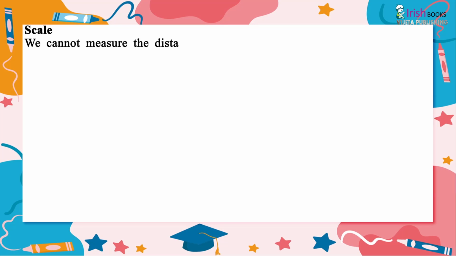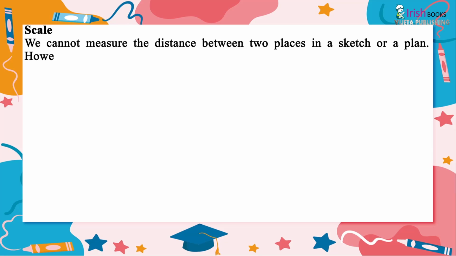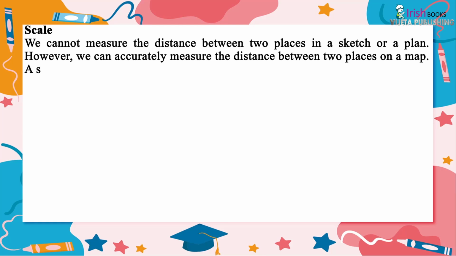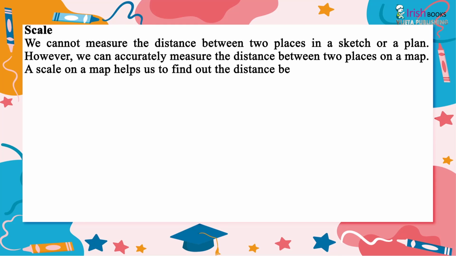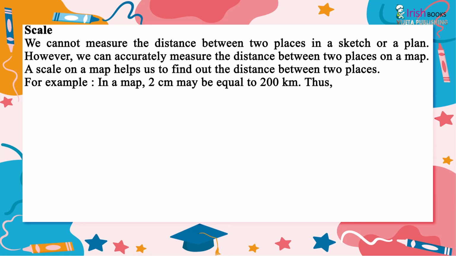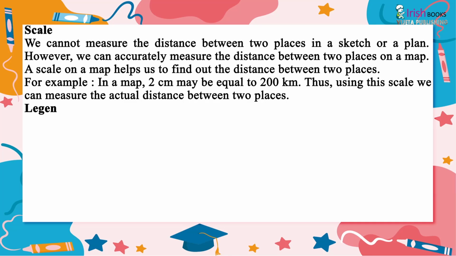Scale. We cannot measure the distance between two places in a sketch or a plan. However, we can accurately measure the distance between places on a map. A scale on a map helps us to find out the distance between two places. For example, in a map, 2 centimeters may be equal to 200 kilometers. Thus, using this scale, we can measure the actual distance between two places.